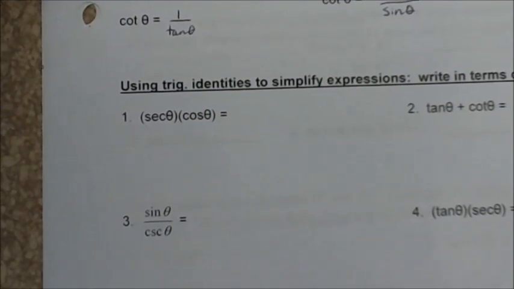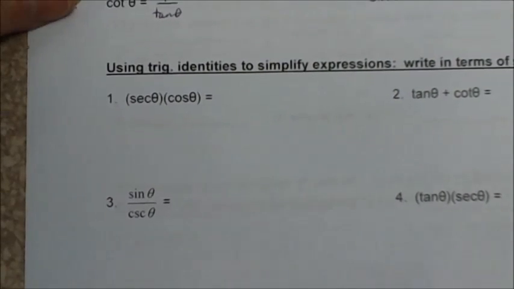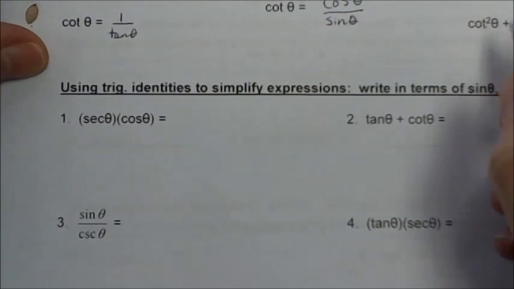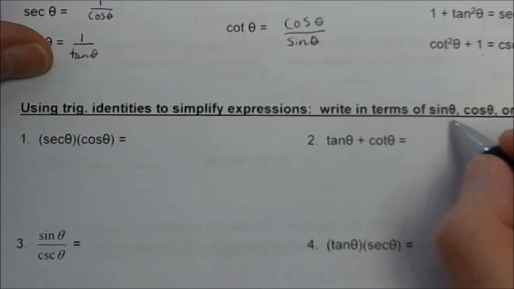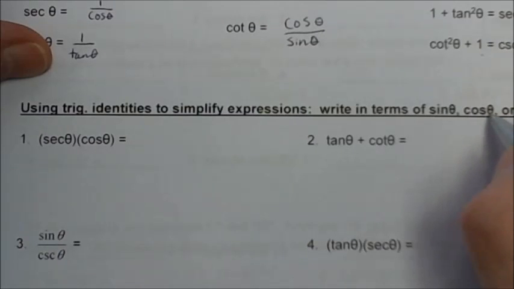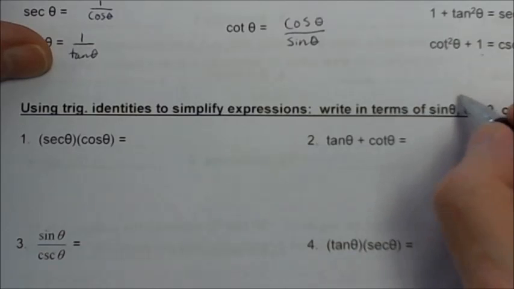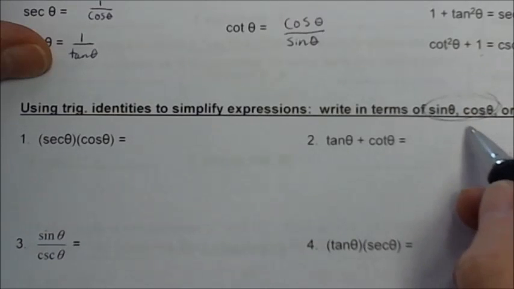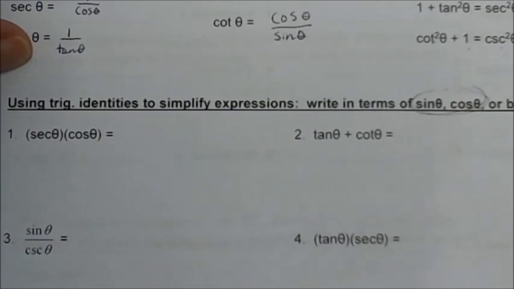What we're going to do is take these 6 examples down below, and use some of these identities above to write in terms of sine or cosine or both. So we're going to get rid of everything else that's not sine and cosine. Only sine and cosine or numbers are going to be allowed in the final answer.